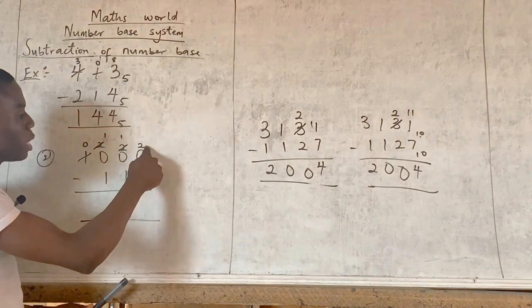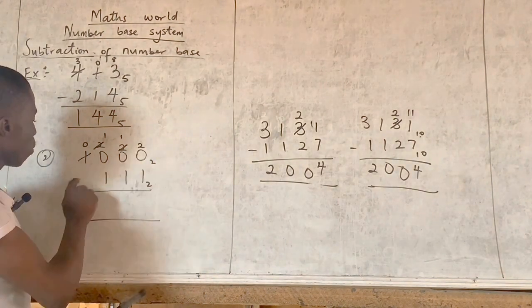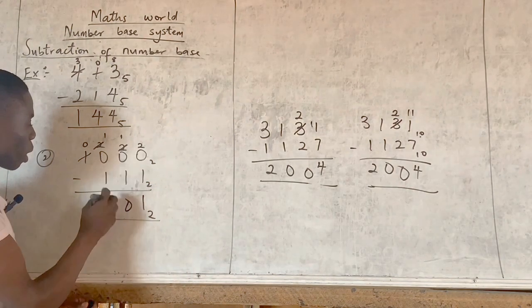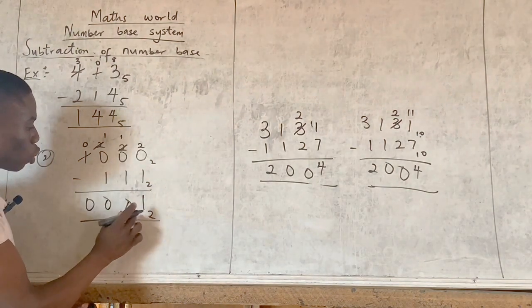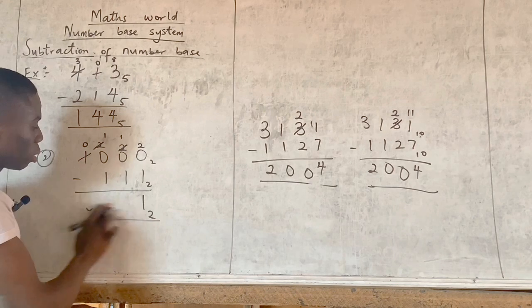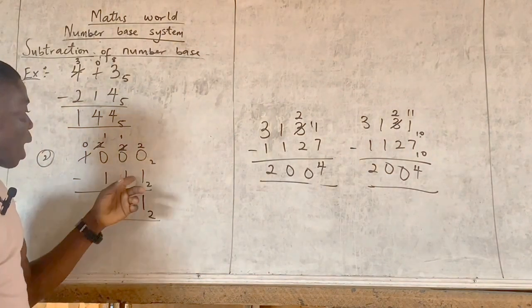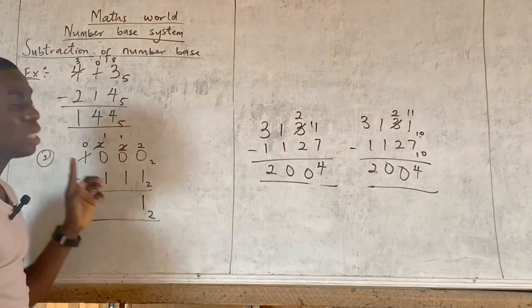So you see this is the last person having the 2. So 2 minus 1 is what? Is 1, base 2. 1 minus 1, 0. 1 minus 1, 0. And 0, 0. Probably your answer is 1. So your answer is 1 base 2. If you add 1 with this, you must get this back.